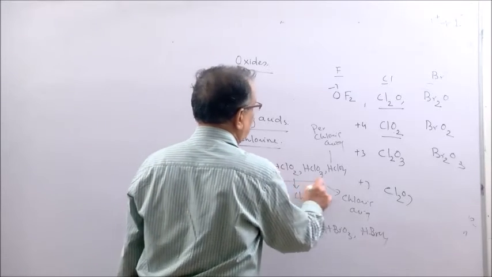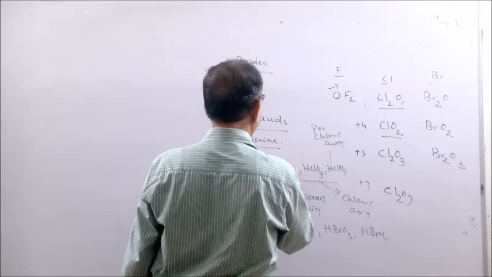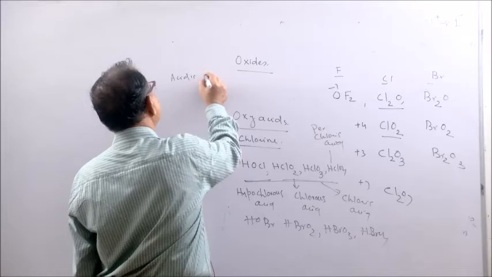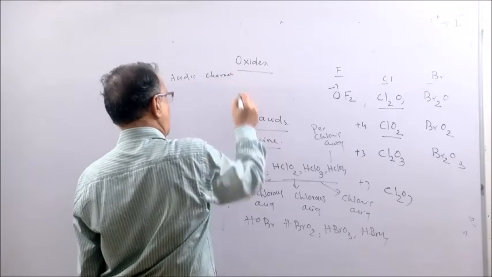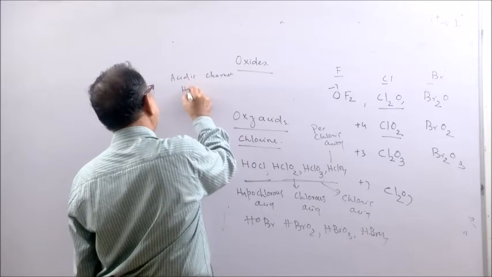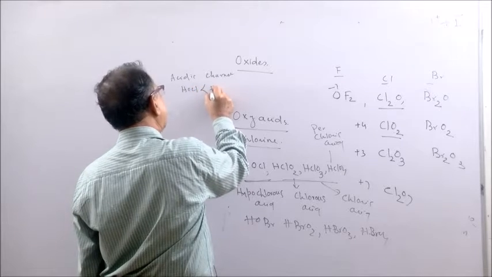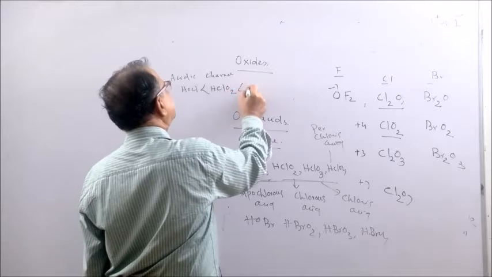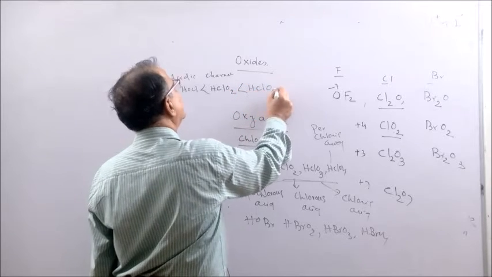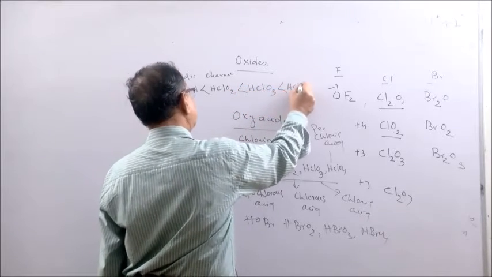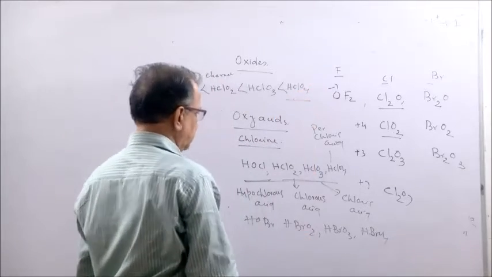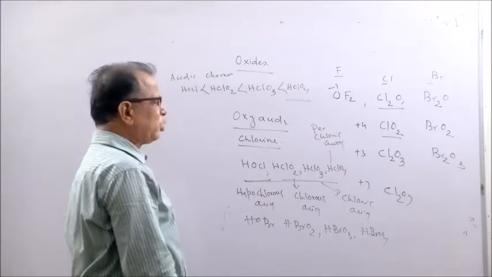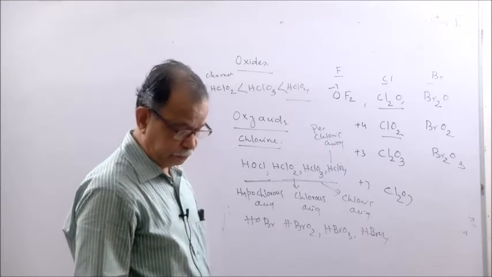So the acidic character increases as oxygen increases. The acidic character of HOCl is least, then HClO2, then HClO3, then HClO4. Perchloric acid is the strongest acid, and hypochlorous acid is the weakest acid.